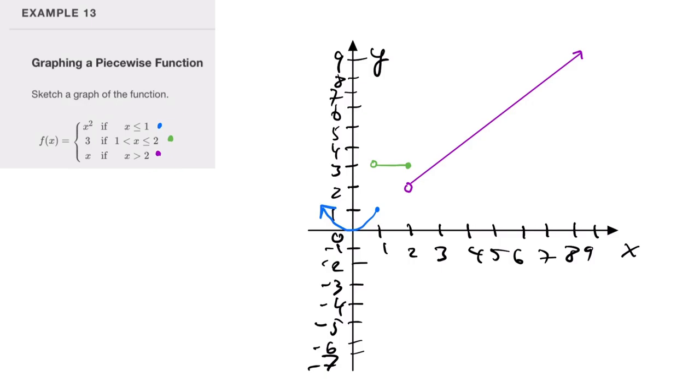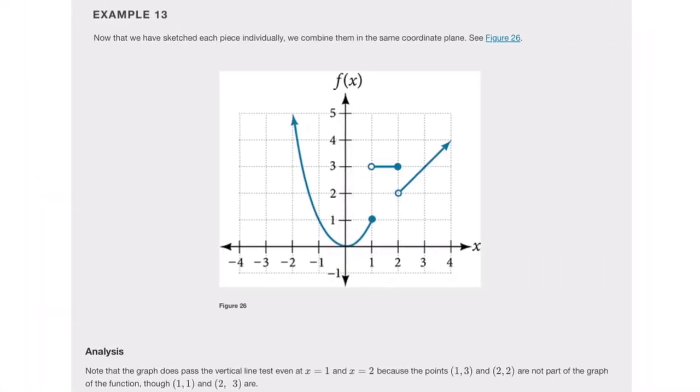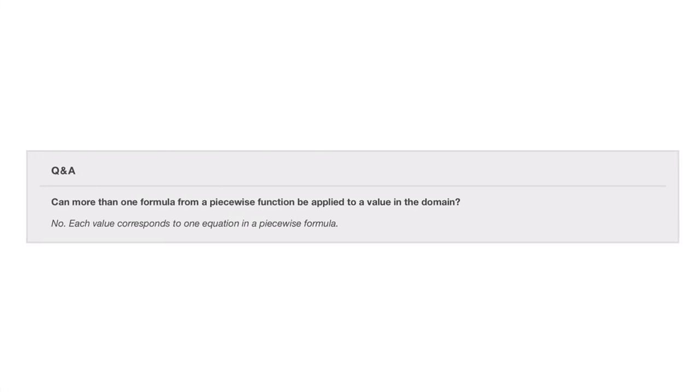And I messed up on this one too. Can more than one formula from a piecewise function be applied to a value in the domain? No, each value corresponds to one equation in the piecewise function. So it still has to pass the vertical line test for functions.